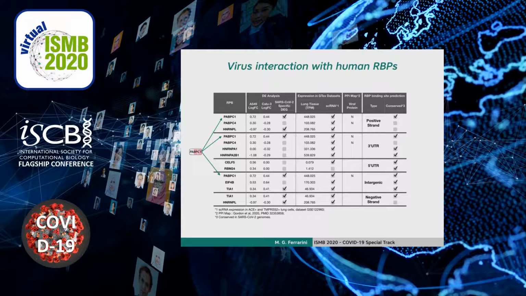You can find more information on certain proteins and their expression in this table, but for instance, PABPC1 has already been experimentally shown to interact with the SARS-CoV-2 N protein. It was specifically upregulated in CALO3 and A549 SARS-CoV-2 infected cells, and it is expressed in lung samples and has conserved binding sites in 3' UTR, intergenic regions, and positive stranded genome.